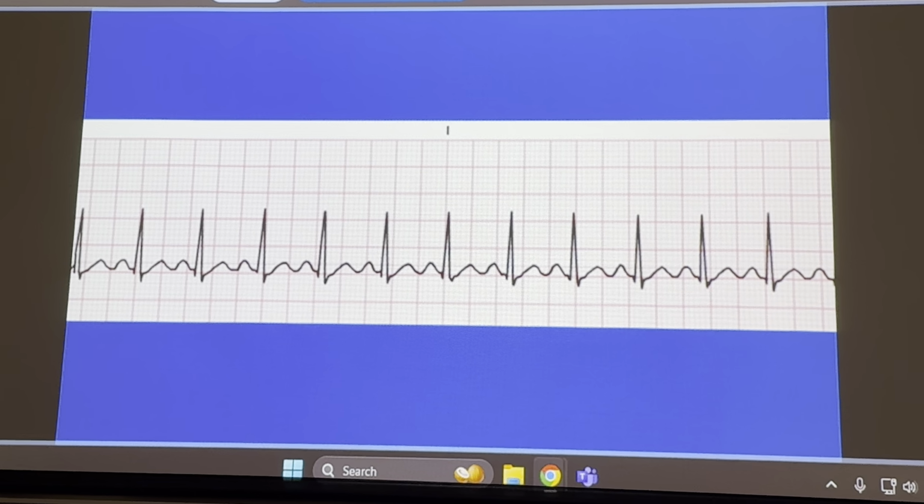Hannah, what's this one? Sinus tach. It's above 100 beats. How many beats above? 30 above, so 130. Yeah, okay, good. So 130 is our heart rate. She counted these QRS complexes right here and got 130.